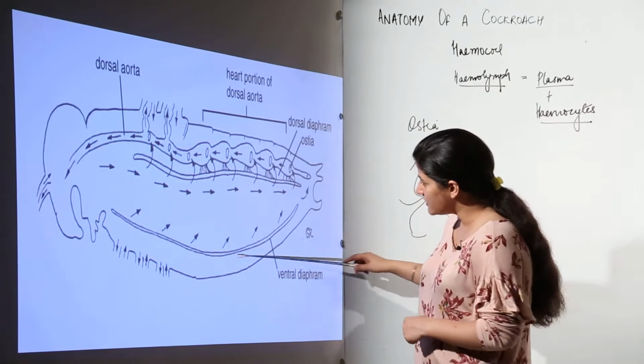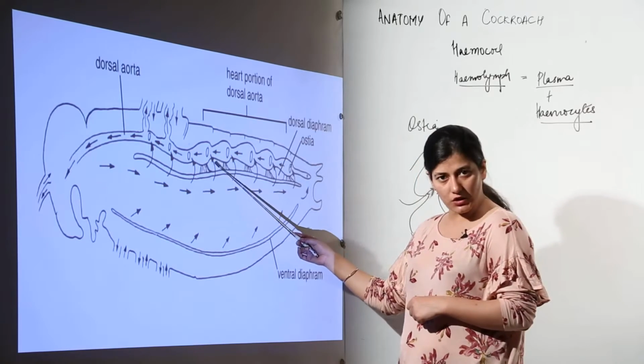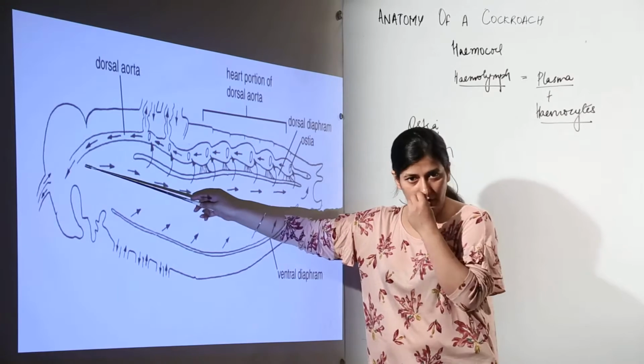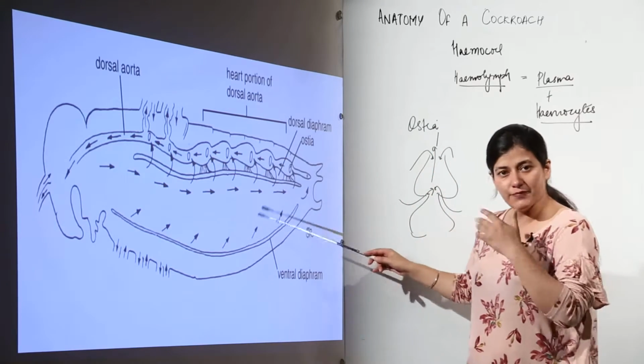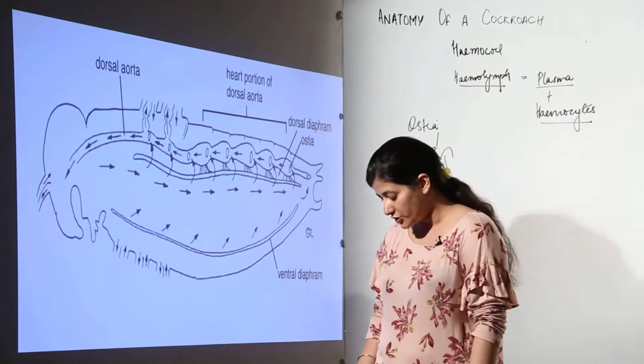So every time these sinuses are going to push their hemolymph inside the ostia, and from the ostia it is going to move further and further, and from the anterior aorta it is going to come back into the sinuses. So this is about the circulatory system of cockroach.